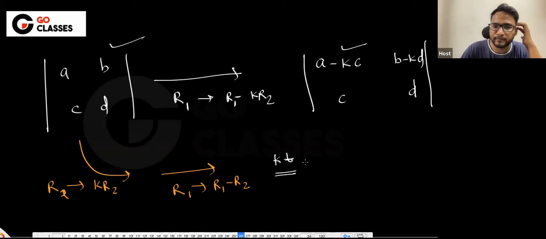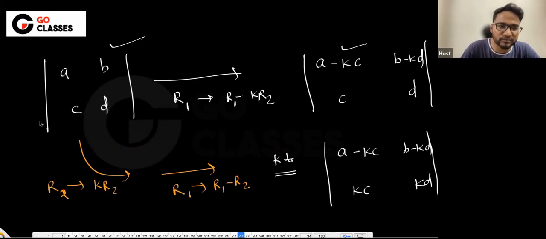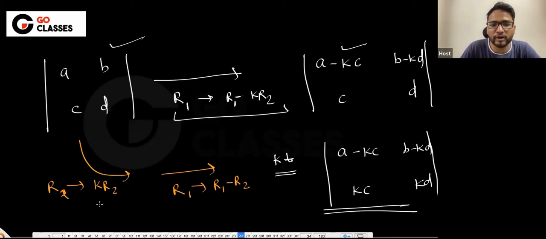Why is that happening? Nice. Yeah, this is happening because both determinants are not the same. If you do it like this, you finally get A minus KC, B minus KD, and then KC, KD. If you do it in these two steps, you get this, which is obviously K times this. These two are not the same, because this will leave your second row with a multiple of K.